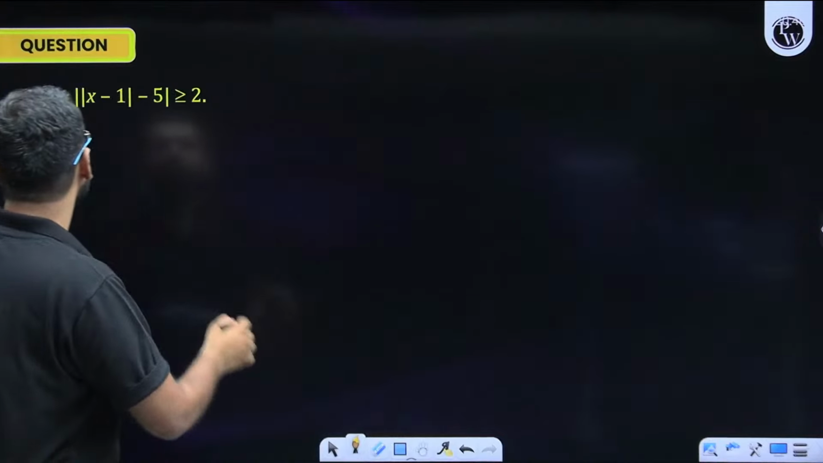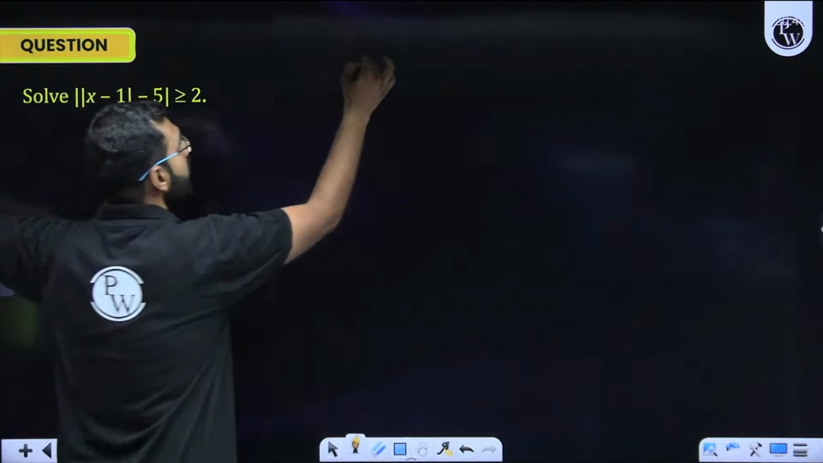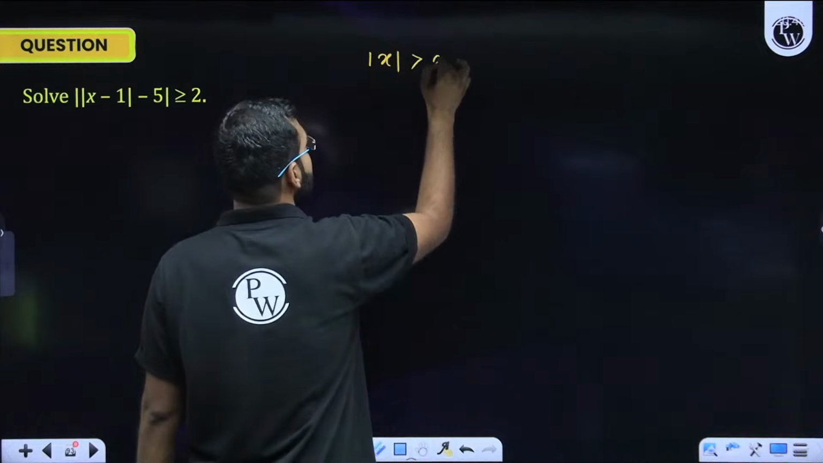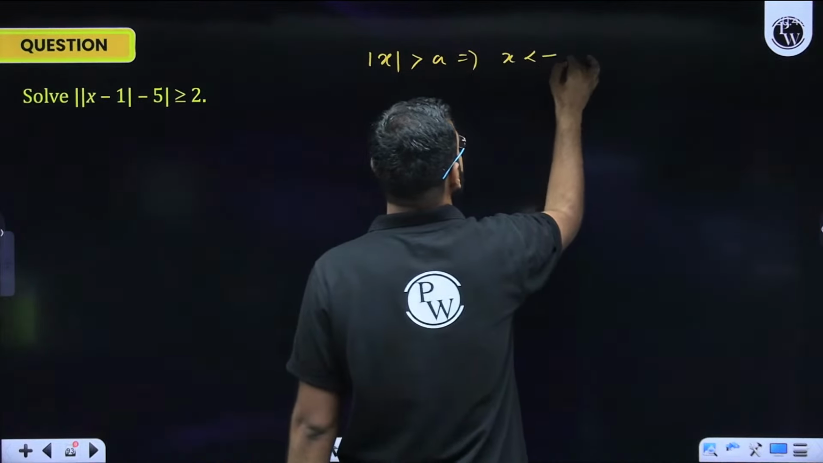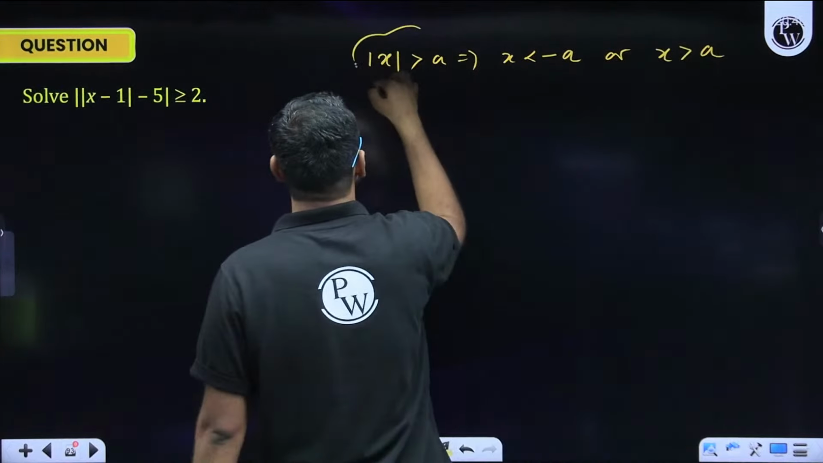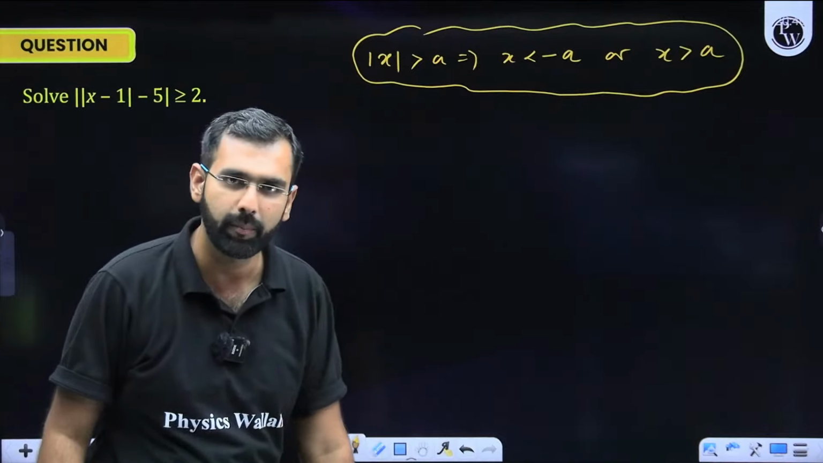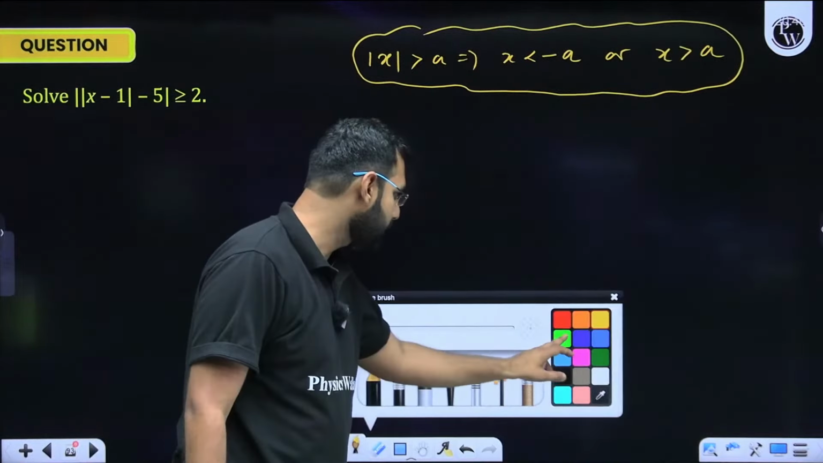So when I remove the outer modulus, I hope you remember, we did discuss that if mod x is greater than a, then x should be less than minus a or greater than a. I hope you do remember this result we discussed. Do you all remember that? So if I apply that logic here, what do I get?